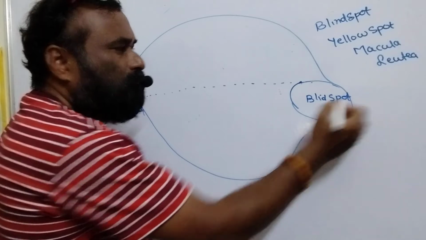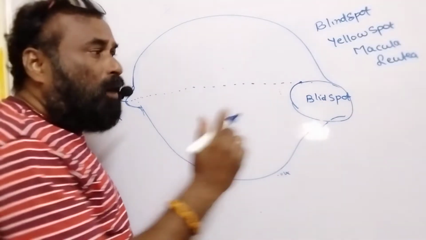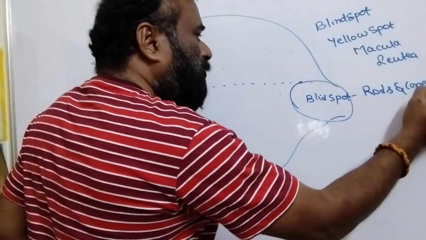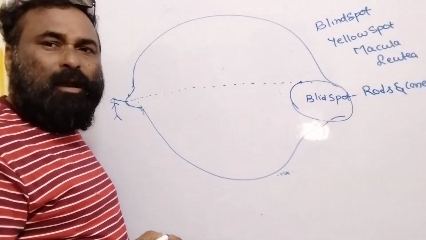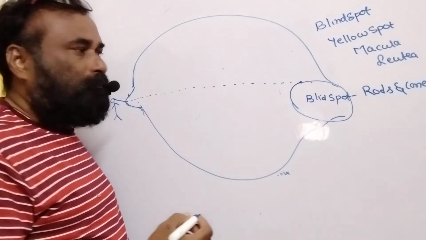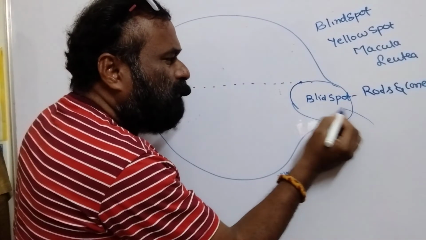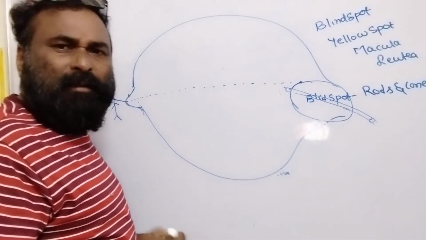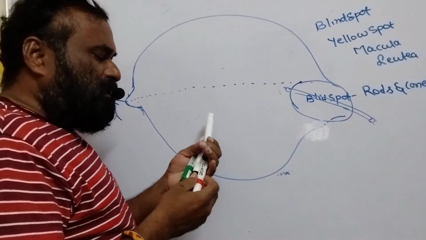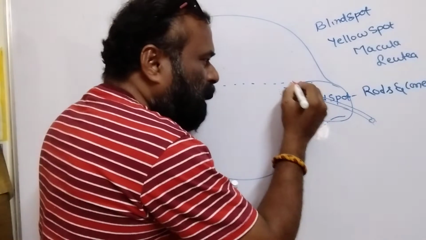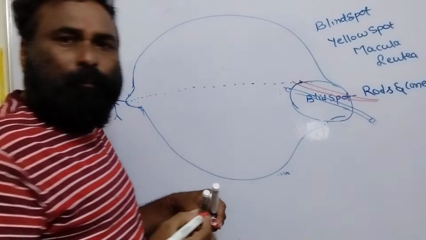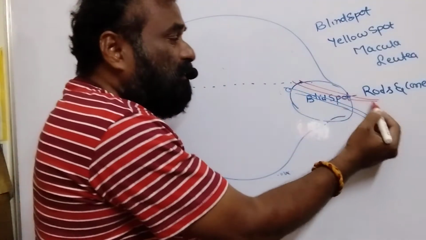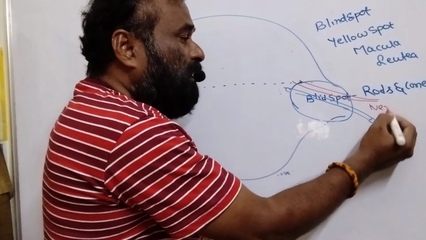The blind spot is a spot at which there are no rods and cones. It is not useful for vision. Through the blind spot, a blood vessel moves in carrying blood. There is the exit of a nerve. The nerve moves out like this. It is the entry of the blood vessel and the outward exit of a nerve, that is the optic nerve.